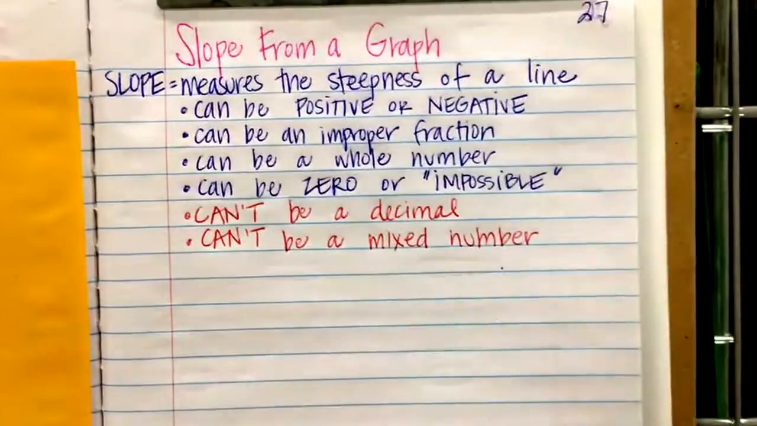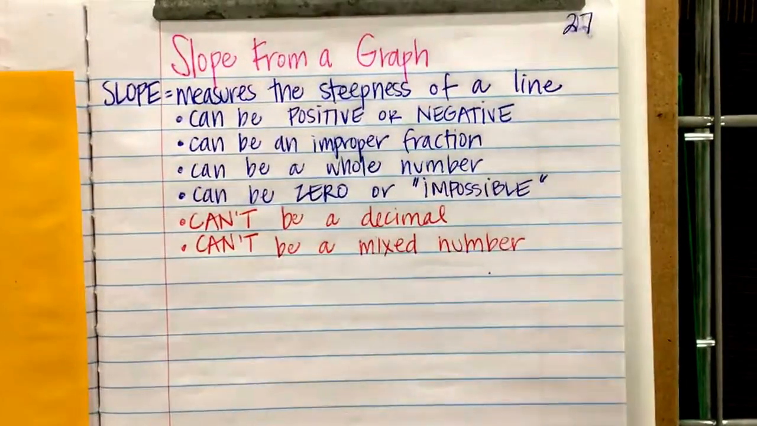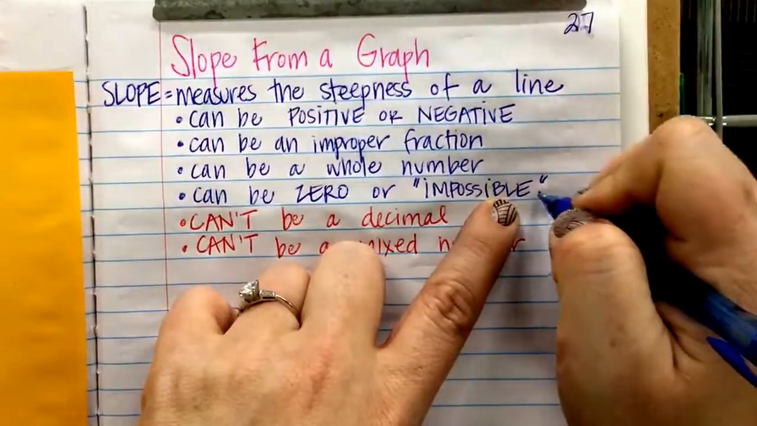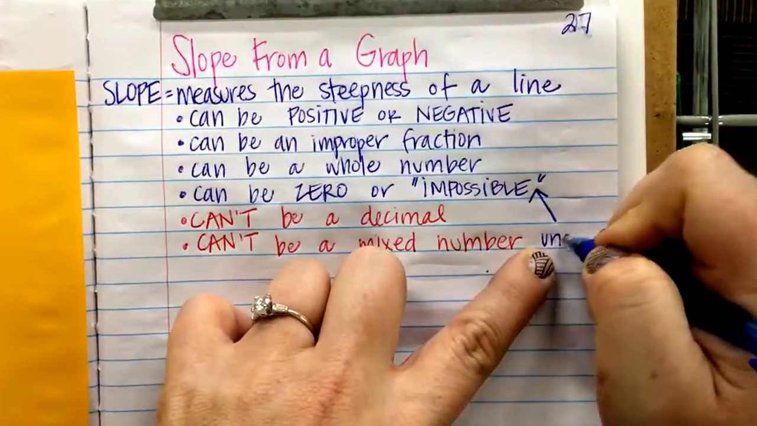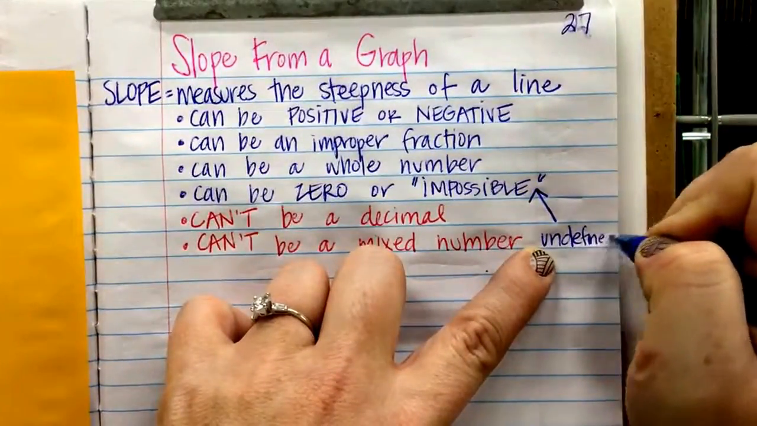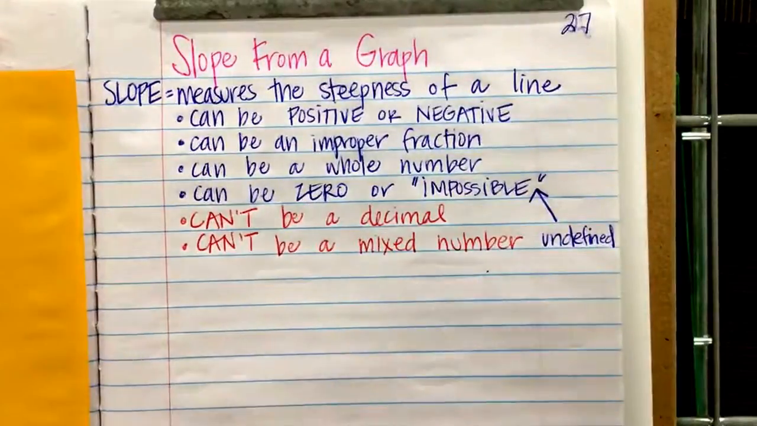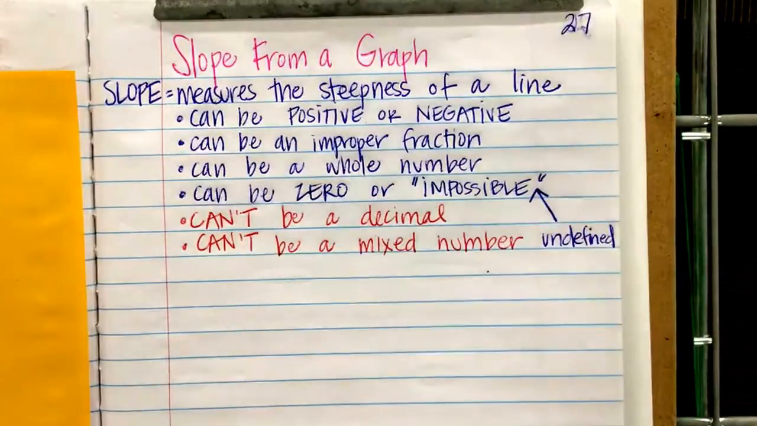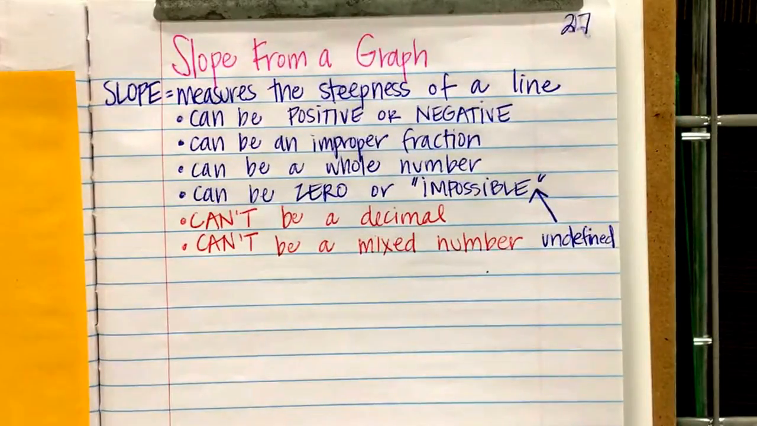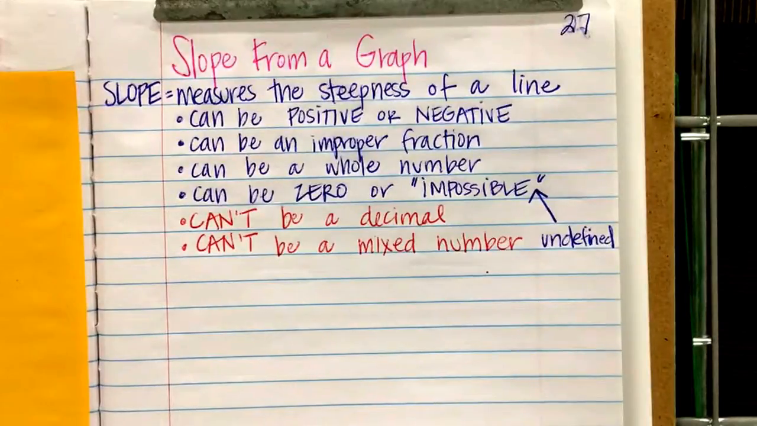You know it too. So we're going to put that this impossible is technically called undefined. Impossible slopes, it does not exist, it can't happen, is undefined. So you have four options for generic slope. Either it's positive, it's negative, it's zero, or it's undefined.